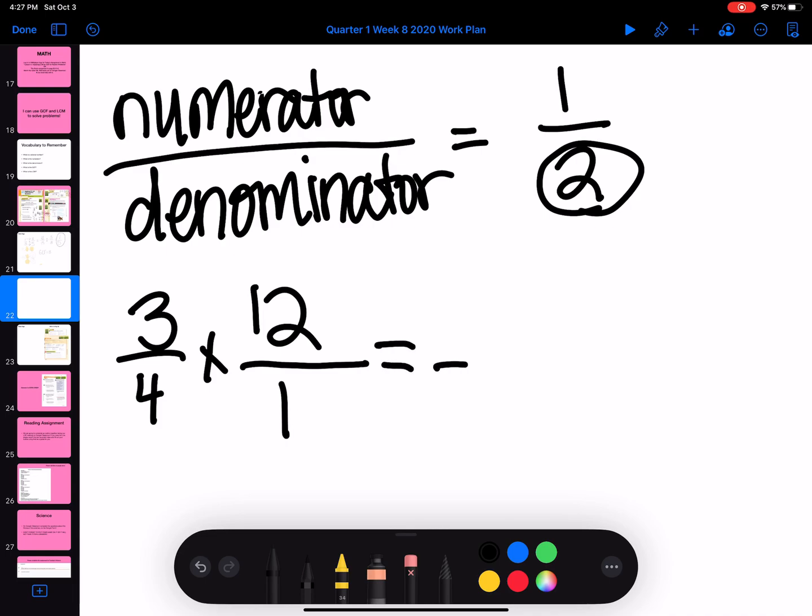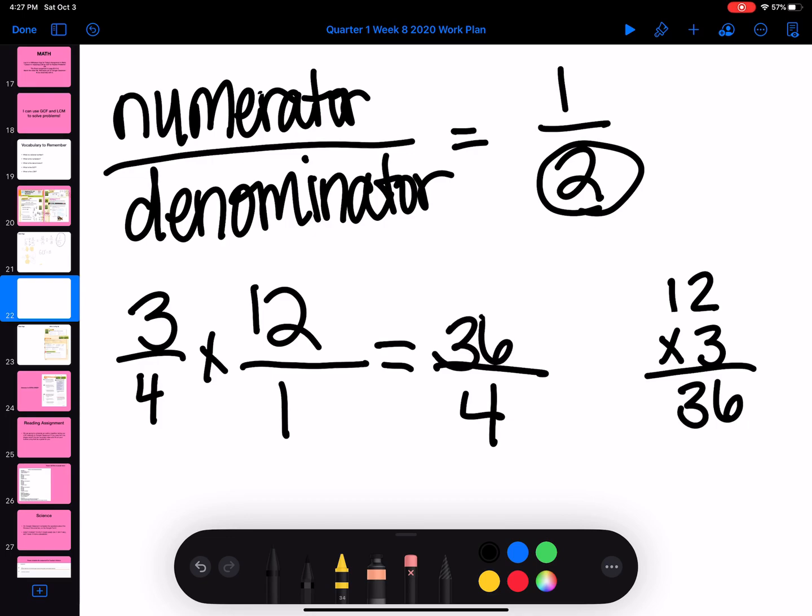I like to save time, so I start with the easiest part of the problem first. And when I look, I see 4 times 1, that's 4. And then I see 3 times 12, and Miss Wernicke has a hard time remembering her multiplication, so she has to write it out. 3 times 2 is 6. 3 times 1 is 3.